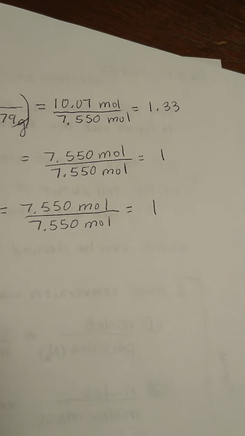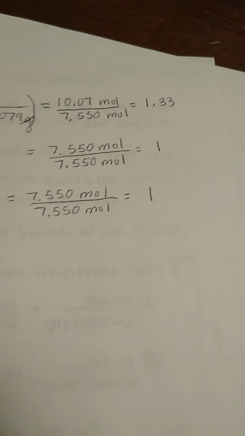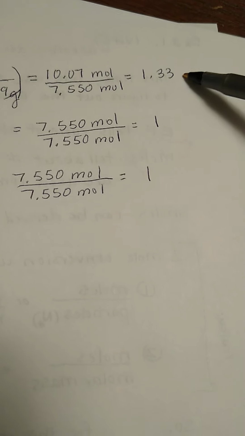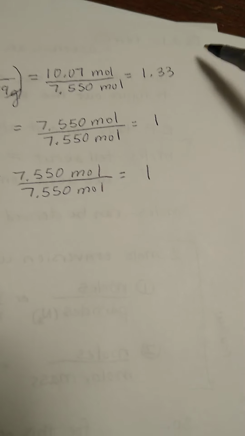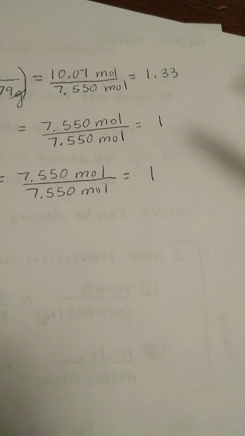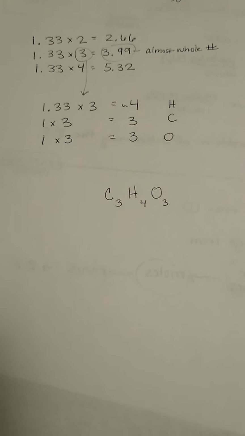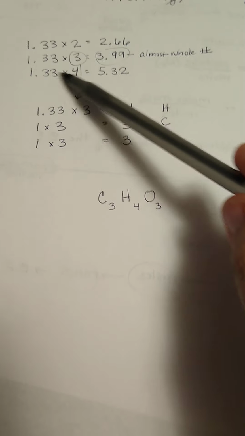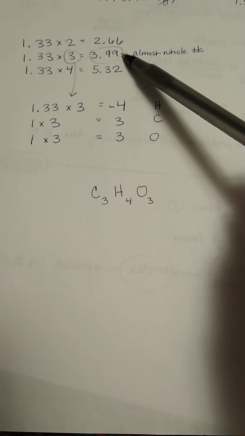So you should recognize these numbers from the last time we did it, and we'll do the same trick where we'll multiply this number by 2, by 3, by 4 to figure out which number will give us a whole number, and then we'll multiply all 3 numbers by that same whole number. So let me do that. So here's the math for that. When we multiply 1.33 by 2, 3, and 4, we get not a whole number, really close to a whole number, and not a whole number. So we're going to choose this one.